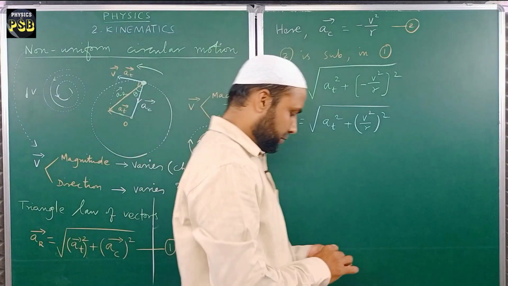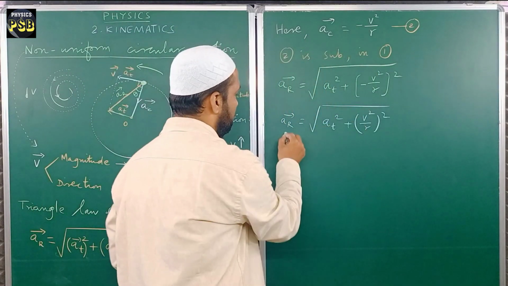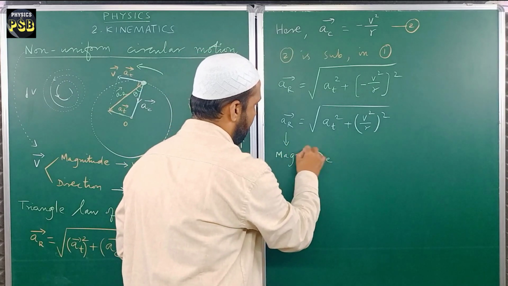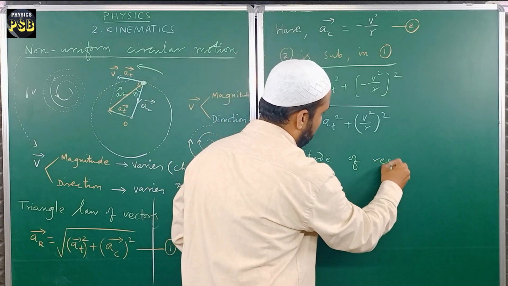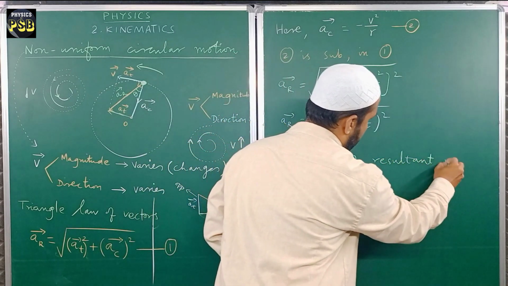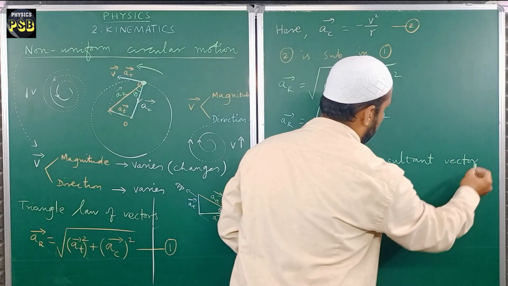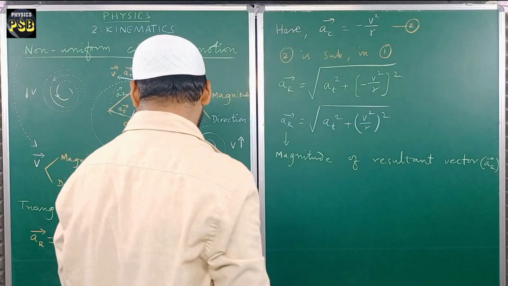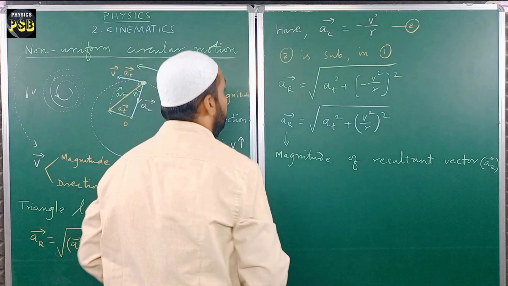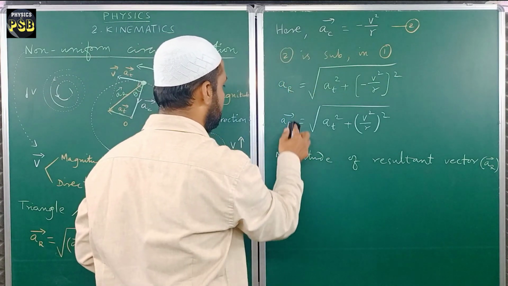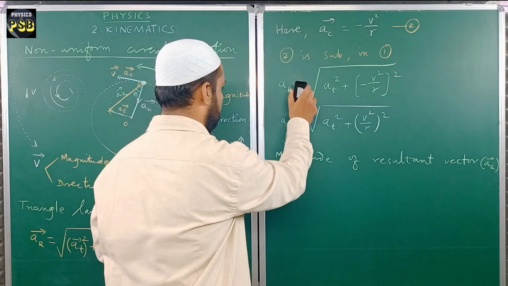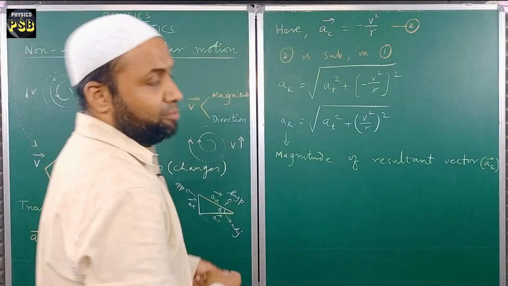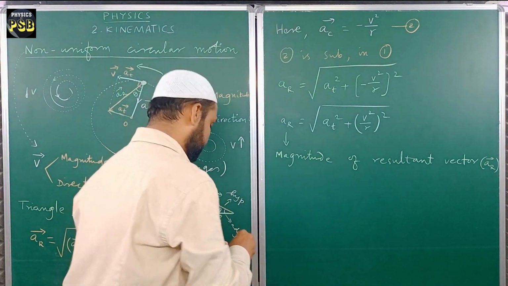This represents the magnitude of the resultant vector. What is that? AR. So I told you this is the magnitude, so you should not mention the vector symbol here. It only represents the size. Now I will give the direction of this resultant vector.